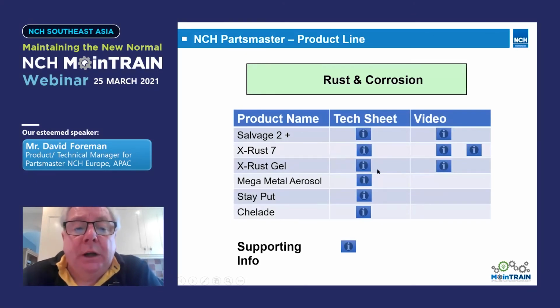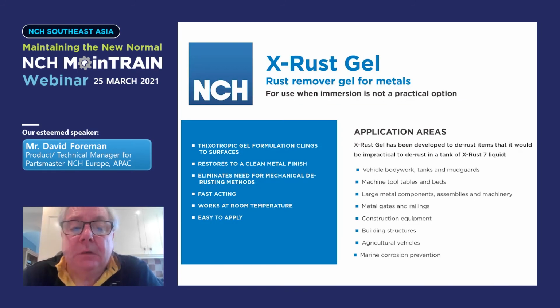Okay, so I'm quickly going to go through the major features via the tech sheet. So first of all, the major difference is this is a Xrust Gel. It's a thixotropic gel formulation, and it's ideal for applying onto larger surfaces. This is not pH neutral. It has a pH of 2, but it's only classed as irritant. It is not classed as corrosive.